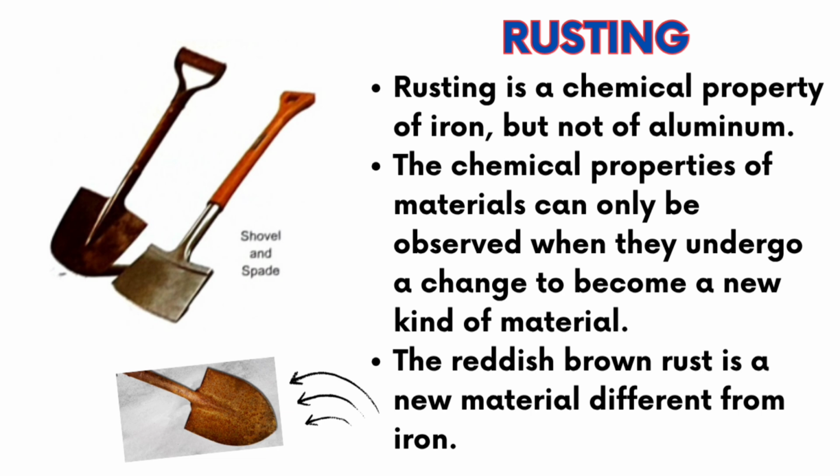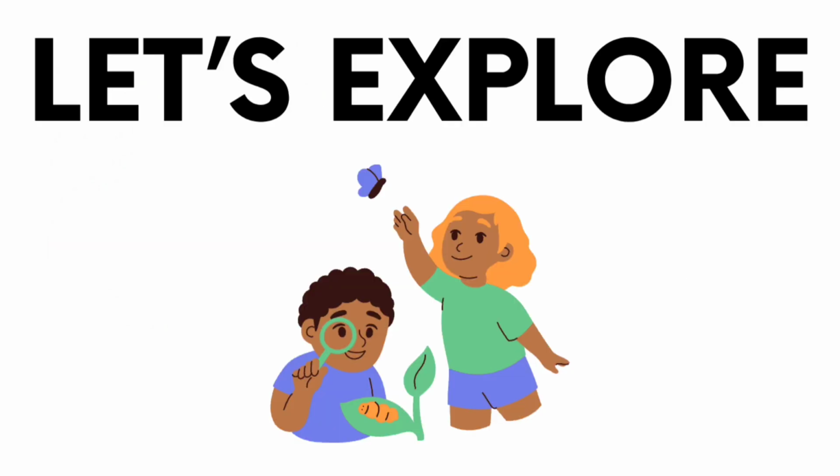The chemical properties of materials can only be observed when they undergo a change to become a new kind of material. The reddish-brown rust is a new material, different from iron. Let's explore.